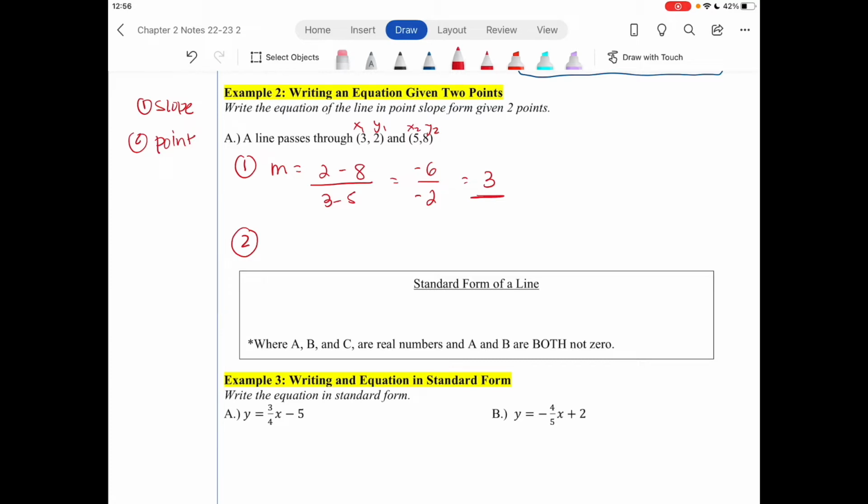If we're using our first point, we're going to have y minus 2 is equal to 3 times x minus 3. Or if we're using our second point, then we're going to have y minus 8 is equal to 3 times x minus 5. Since it didn't specify which point to use, both of those would be correct answers.